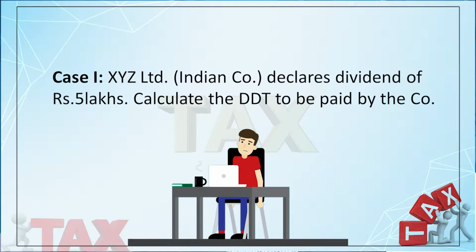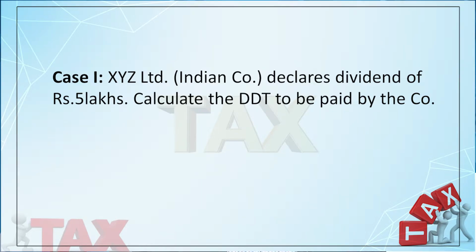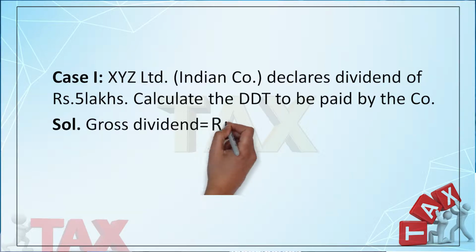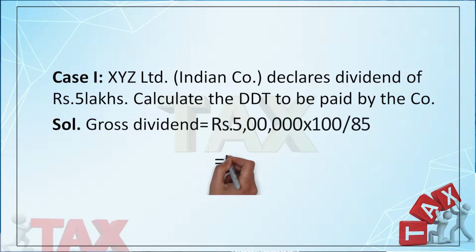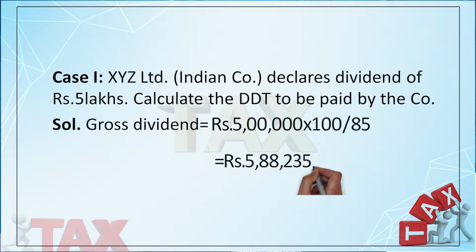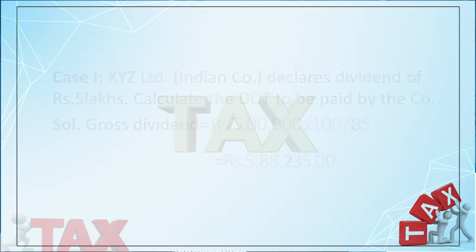So, as per provision, you have to gross up the dividend. How do you gross up? So, you have to calculate first the gross dividend. The 5 lakh rupees is dividend. So, the gross dividend would be 5 lakh into 100 by 85. That is, it becomes 5,88,235 rupees.